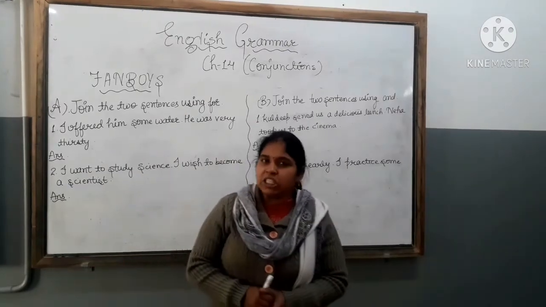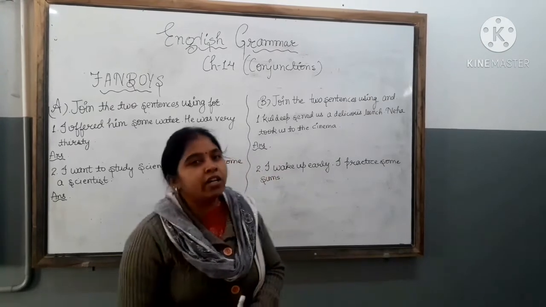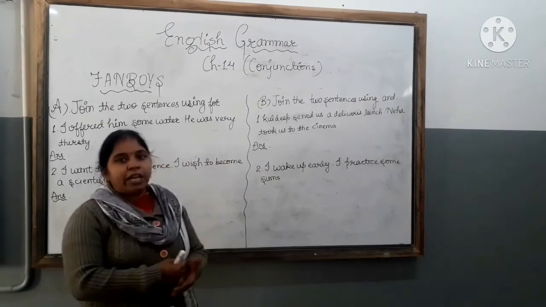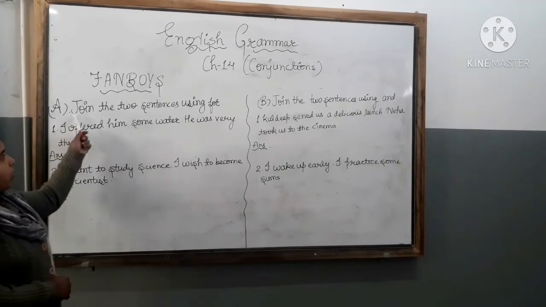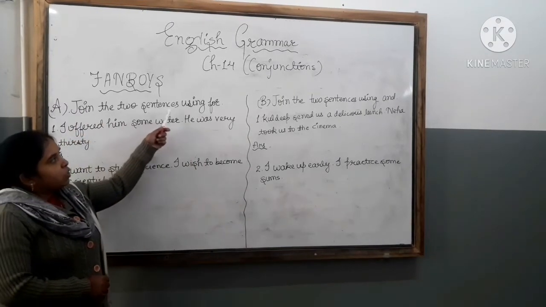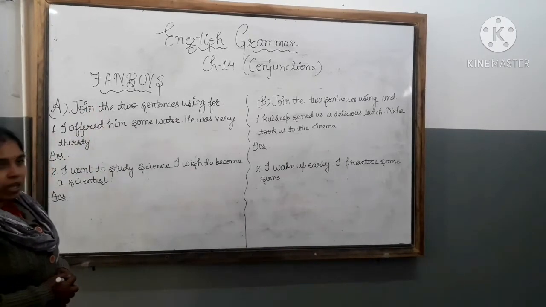Students, we will continue today's lesson with two exercises of the chapter Conjunction of your English Grammar book. So, the exercise A, join the two sentences using for conjunction, the first one of fanboys. Okay.